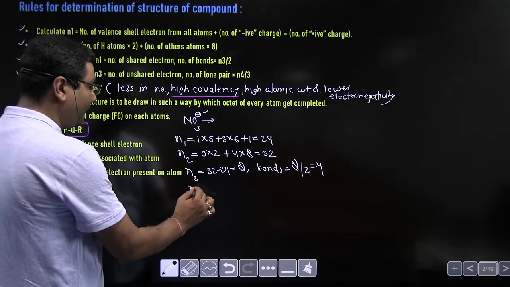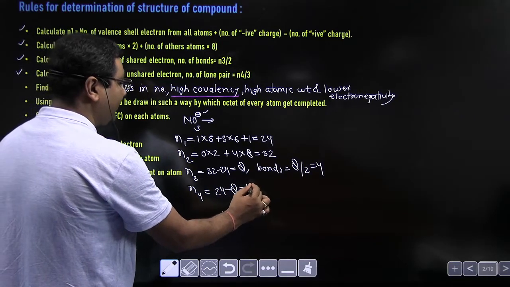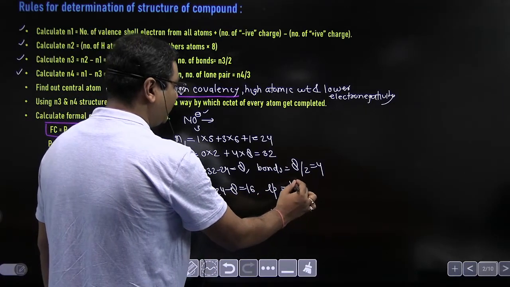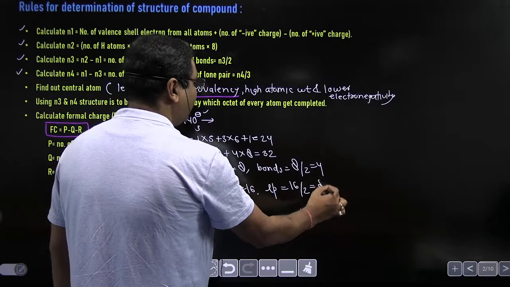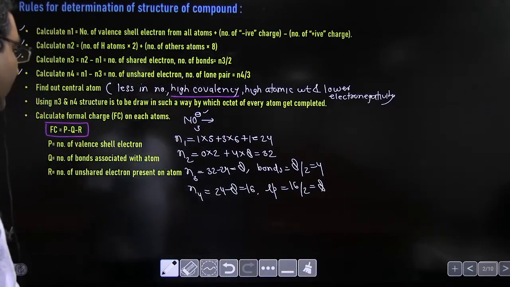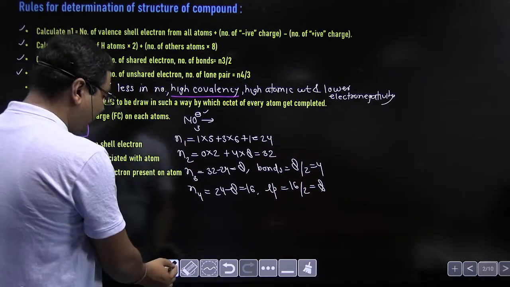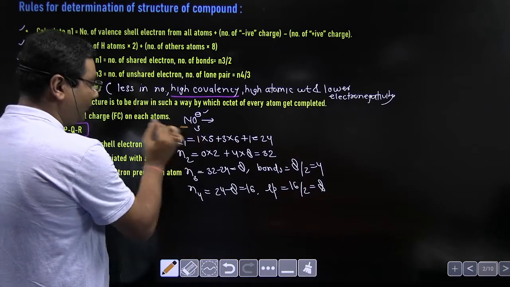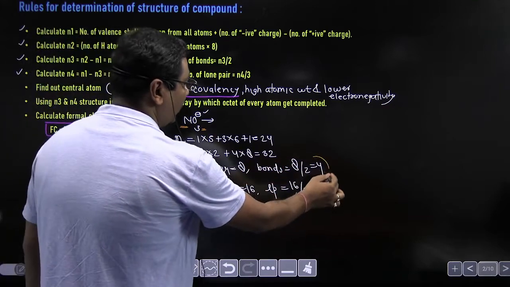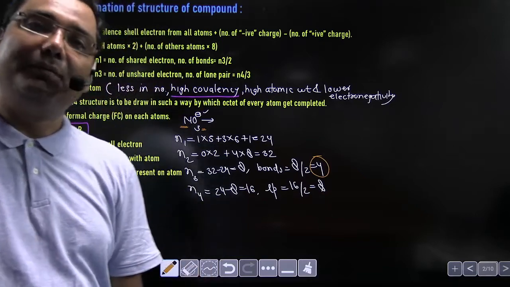Now we have to find N4. N4 equals N1 minus N3, that is 24 minus 8 equals 16 unshared electrons. So the lone pair electrons equal 16 by 2 equals 8, which means a total of 8 lone pairs of electrons are present in this molecule. Now find out the central atom. In the case of NO3, N is less in number, so the central atom is nitrogen. And nitrogen is attached to 3 oxygen with the help of 4 bonds.